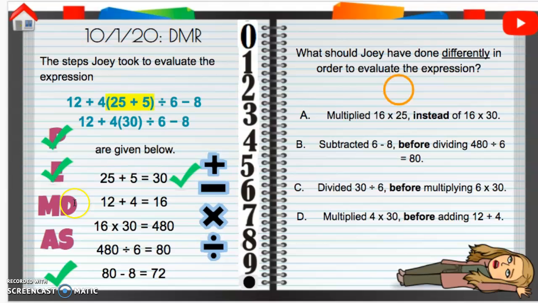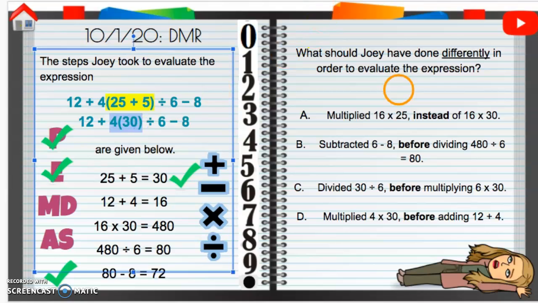What about multiplication or division? Yeah, we have multiplication and division. And how do we go about that? Oh yeah, from left to right. So multiplication. So 4 times 30.